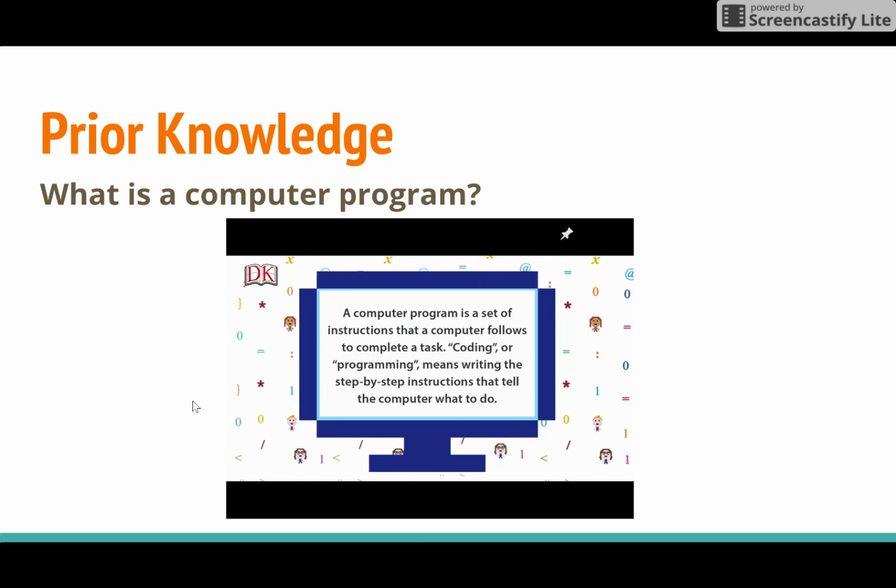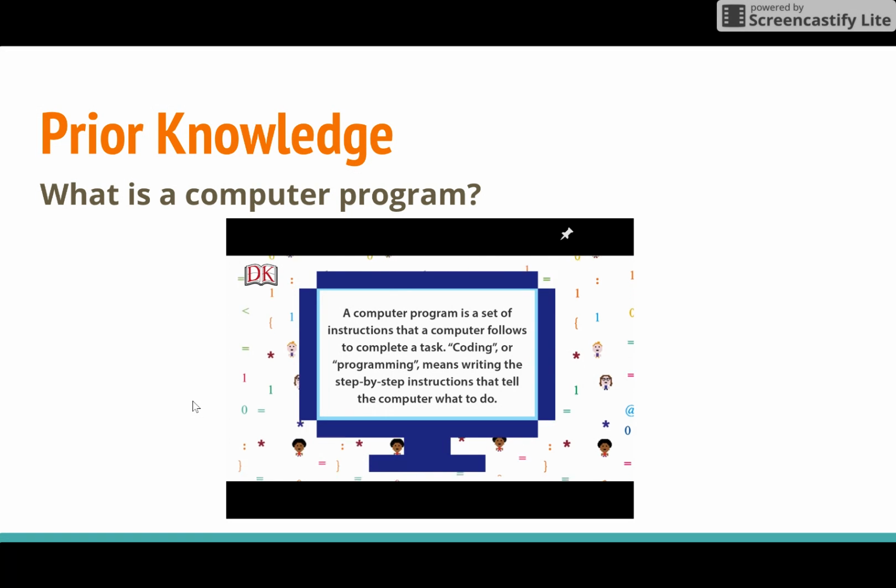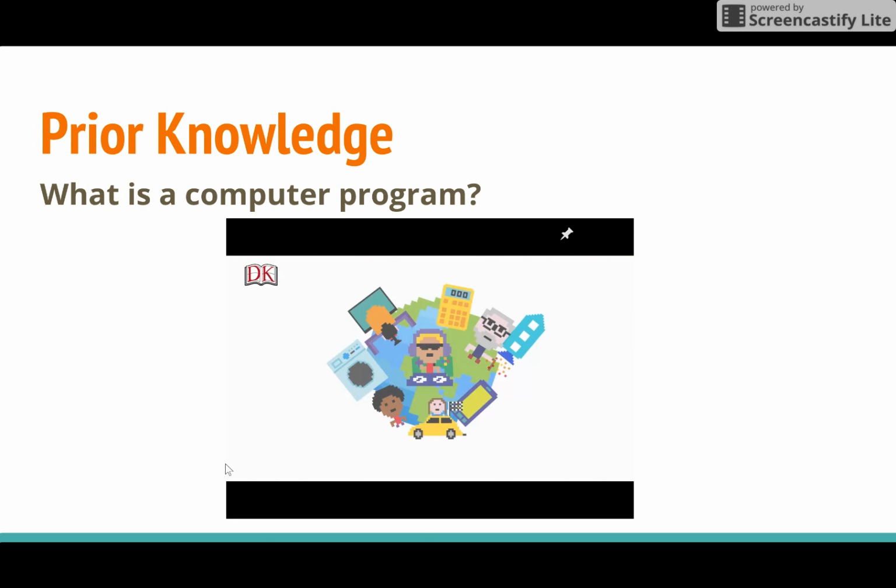A computer program is a set of instructions that a computer follows to complete a task. Coding, or programming, means writing the step-by-step instructions that tell the computer what to do.